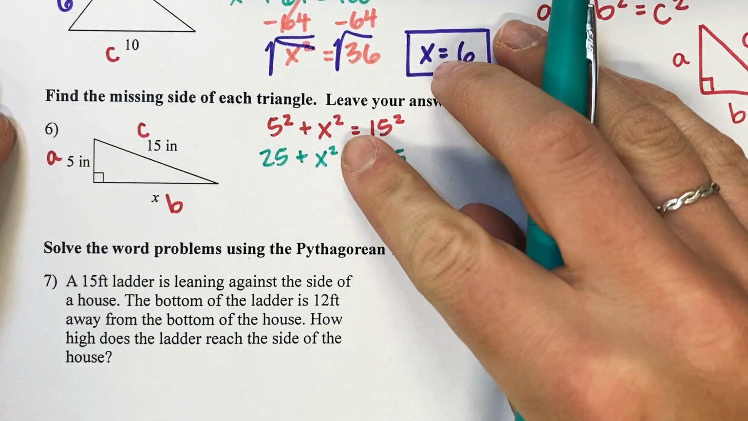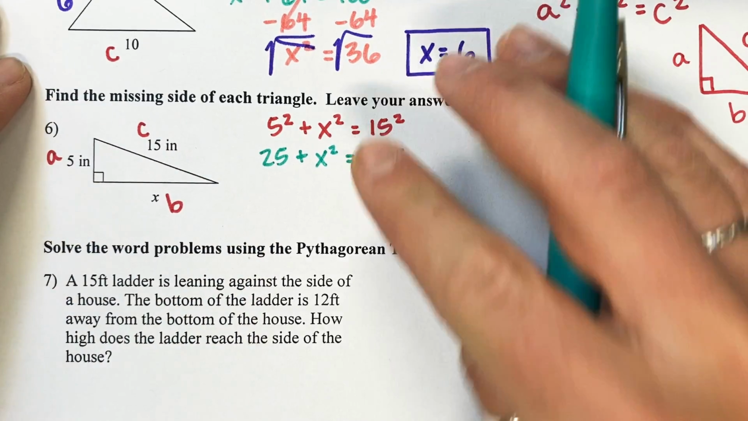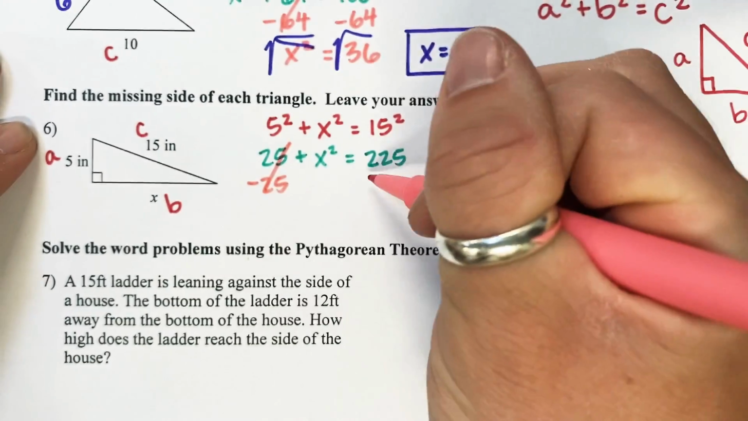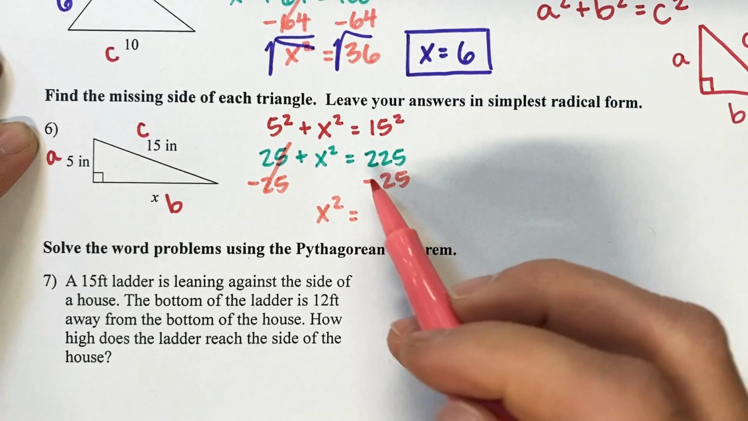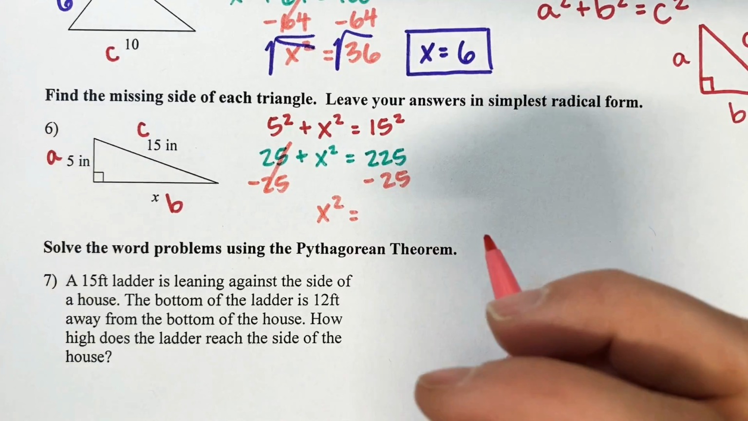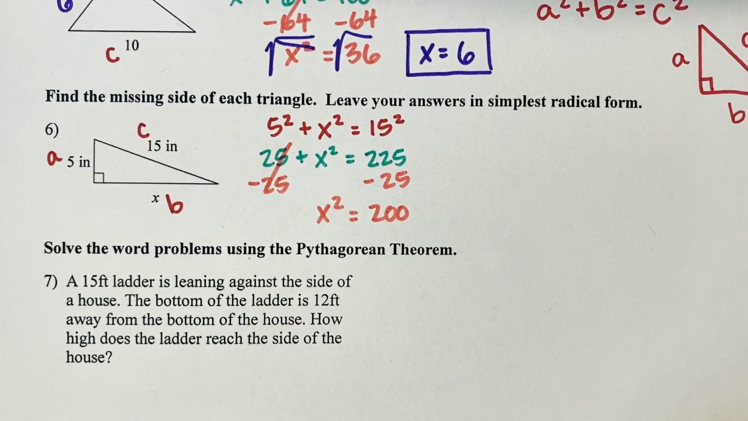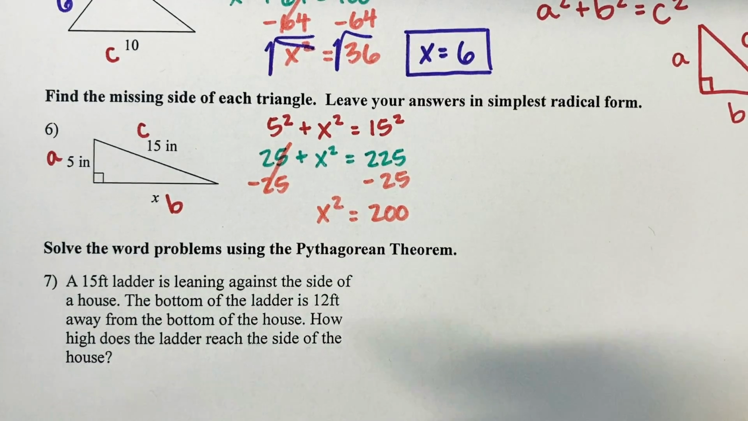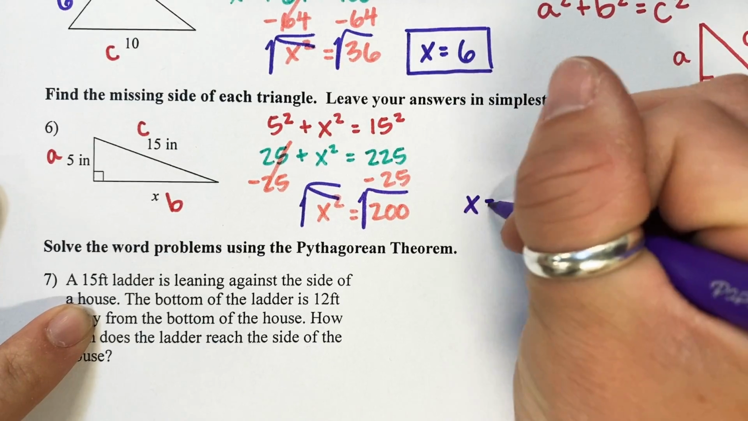Okay, now looking at my side with my X, I need to get rid of this positive 25 first. Well, what is the opposite of positive 25? We're going to subtract 25. So I have X squared left over here. 225 minus 25 is going to give me 200. Okay, now my very last step for getting X by itself, the opposite of square is square root. So we're going to square root both sides. So that's going to give me X by itself.